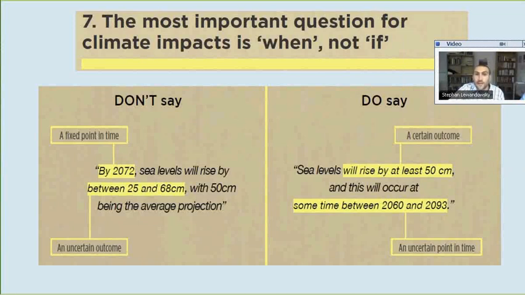So what this does is to make it clear that it's not a question of whether this climate impact is going to happen. We know that it will. It's just a question of when it happens between a minimum and a maximum time. And what Steve's found in his research is that this produces more positive responses to questions about support for government policies that would help to mitigate these risks.